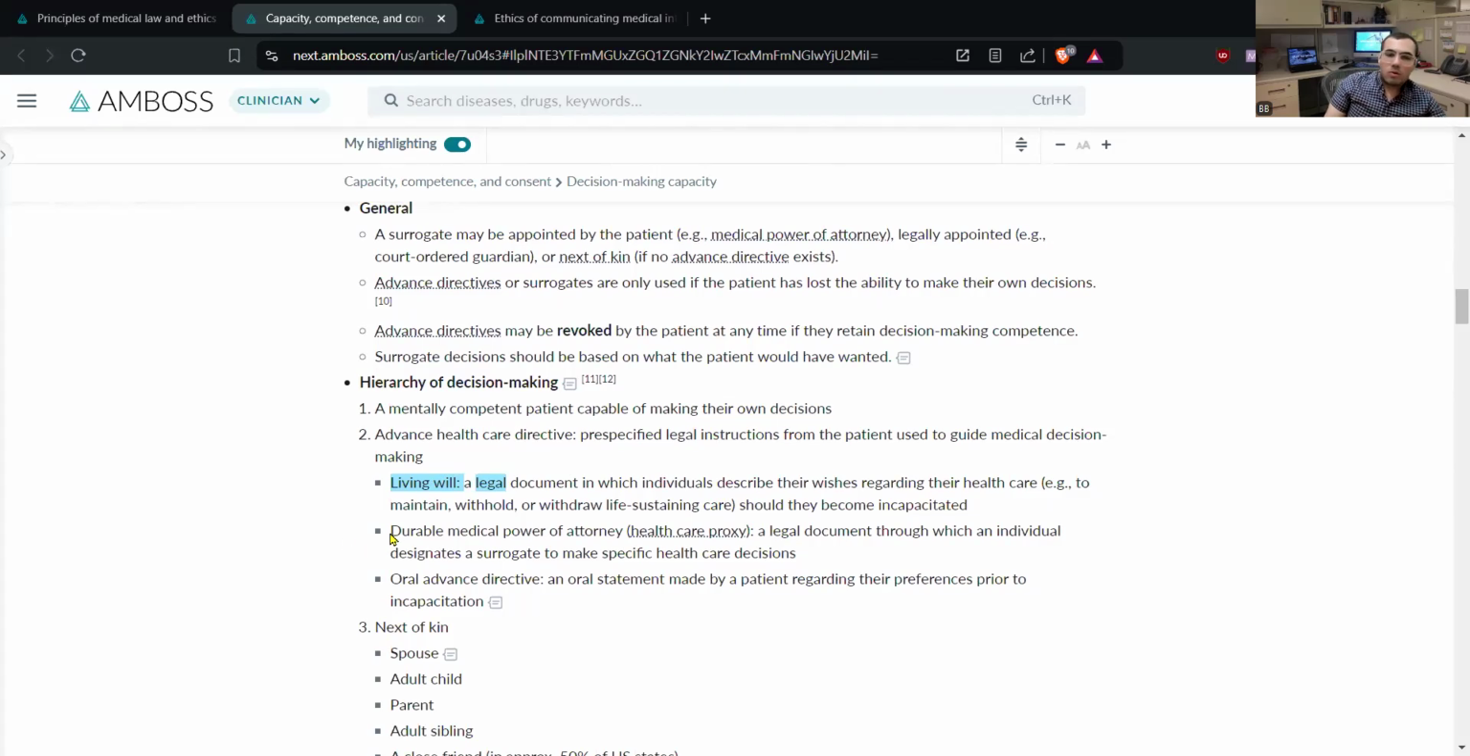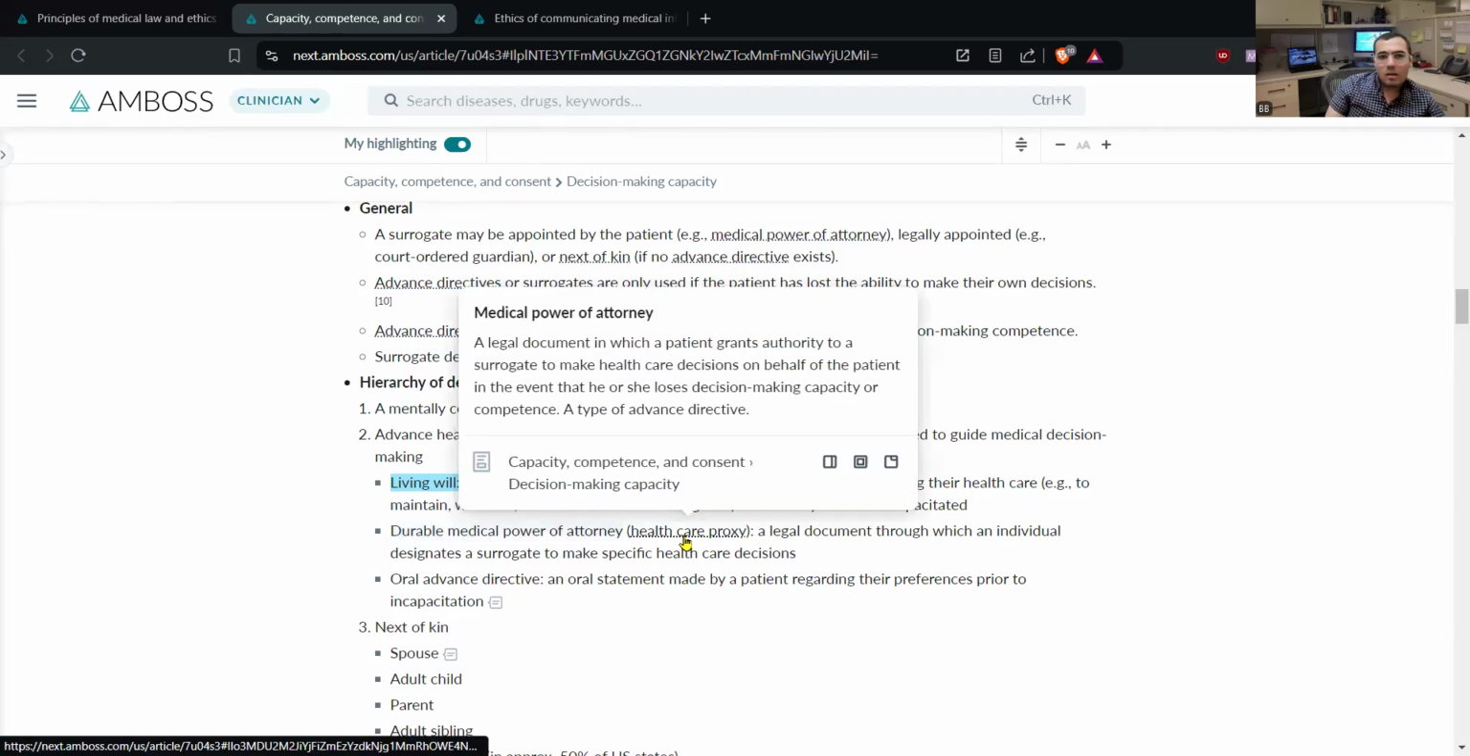Second thing is durable medical power of attorney, or healthcare proxy. Medical power of attorney, we already said it. Healthcare proxy is a legal document through which an individual designates a surrogate to make their specific healthcare decisions. So the healthcare proxy is the durable medical power of attorney, and this is your number one choice.